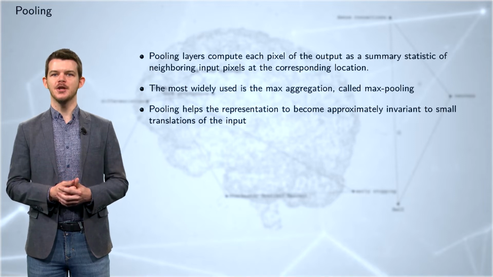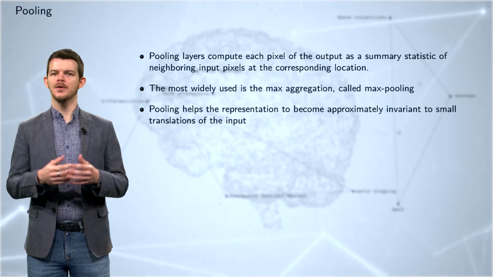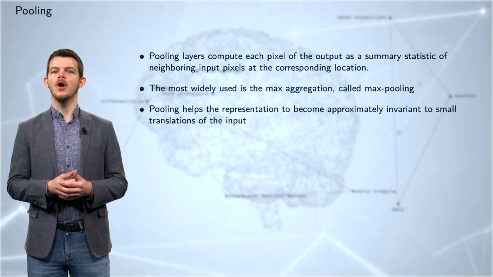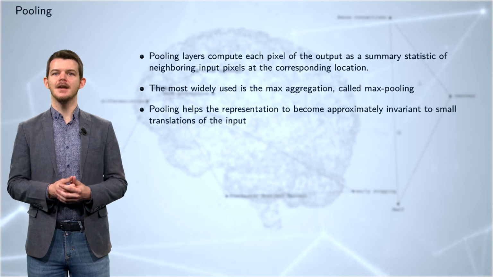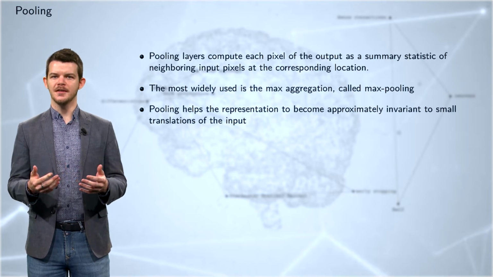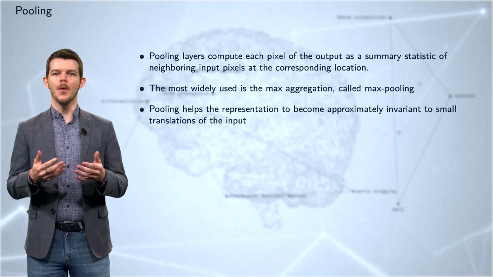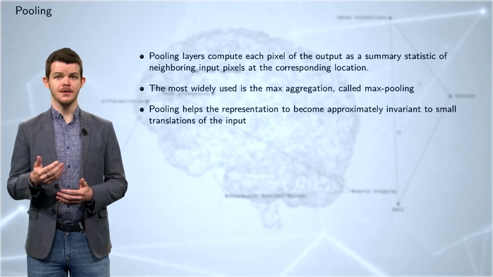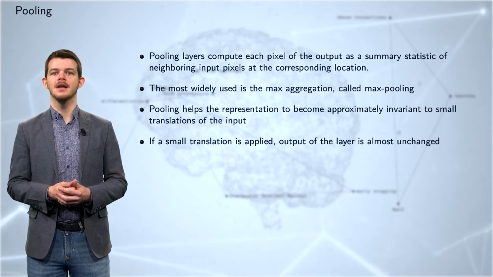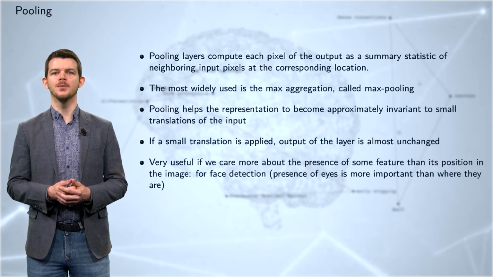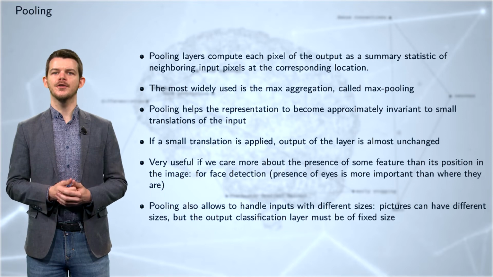Pooling helps the representation to become approximately invariant to small translations of the input, because only the value of a maximum is stored and not the exact location. In our previous example, we know that the maximum is to be found in an area of 2 by 2 pixels, but we do not know exactly at which pixel. Thus, if a small translation is applied to the input, the output of the pooling layer is almost unchanged. It is useful if we care more about the presence of a feature than its position in the image. Pooling also allows us to handle inputs of different sizes. We will detail that at the end of the session.